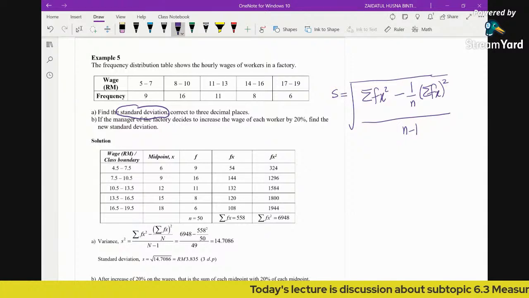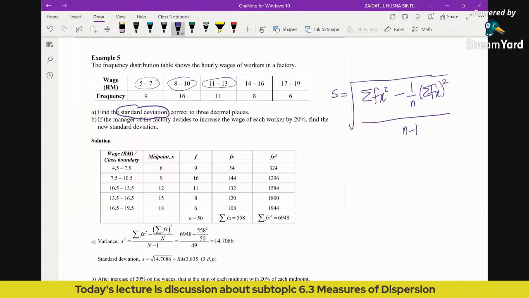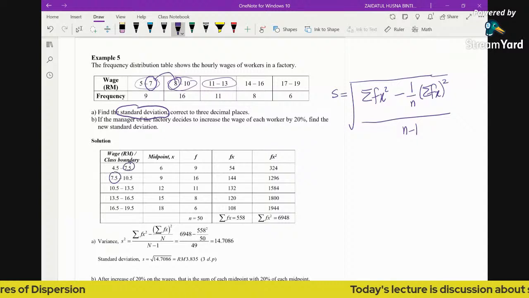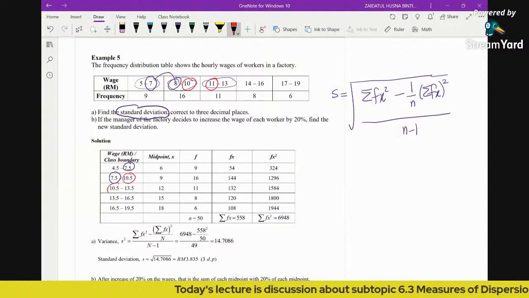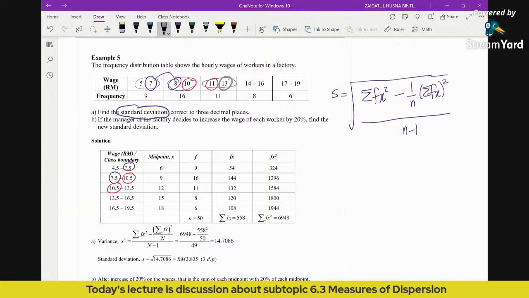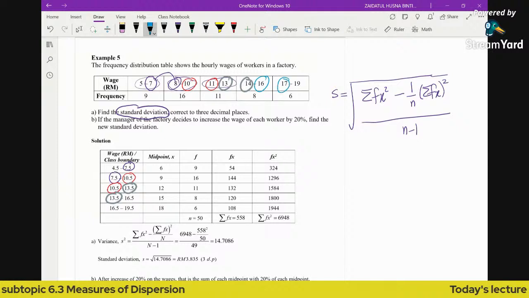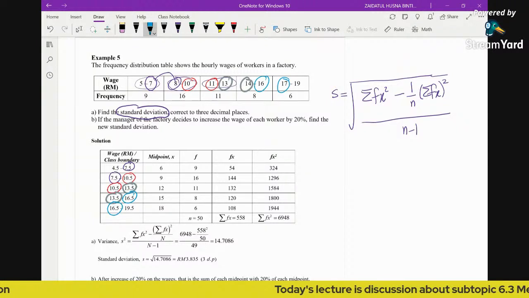Because from this, we are given the class intervals, we change it to class boundary. How to change to class boundary? You just add these two and divide by 2, you will get 7.5. Here 10 plus 11 divided by 2, so 10.5. Then 13 plus 14 divided by 2, so 13.5 here. Next 16 plus 17 divided by 2, you will get 16.5. That is basically how to get class boundaries.